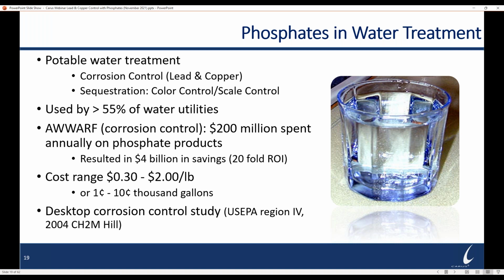Costs of phosphates range anywhere from 30 cents to $2 a pound, and typically somewhere between 1 cent to 10 cents per 1,000 gallons of water treated. So there can be a variable cost, and it really depends on what your main application is. There continues to be desktop corrosion control studies done by the US EPA, by AWARF and engineering firms, to determine what are the best products you can use in your system as far as providing both corrosion control and sequestering.